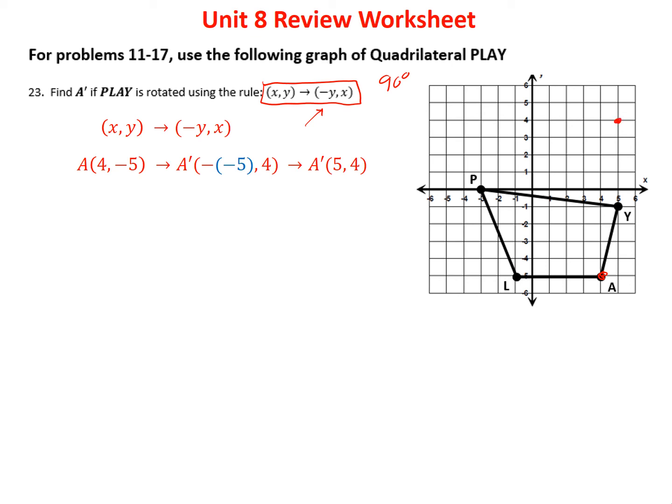Now notice you could do it manually, and you do that by kind of drawing a triangle here from here to here to here. And notice this is over 4 and down 5. So when I rotate it, it goes up 4 and over 5. And that's exactly where our point was.